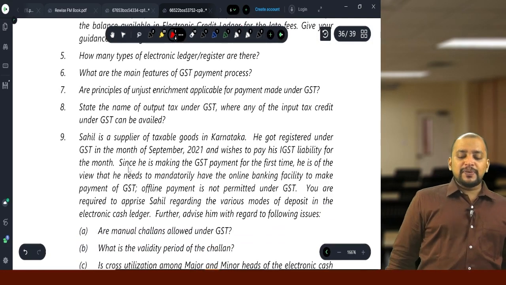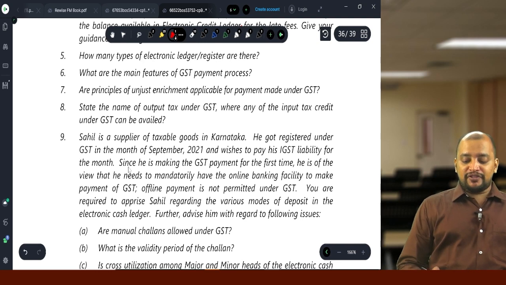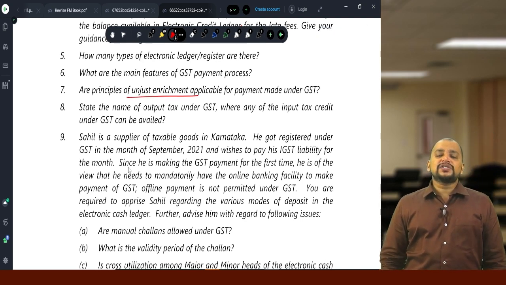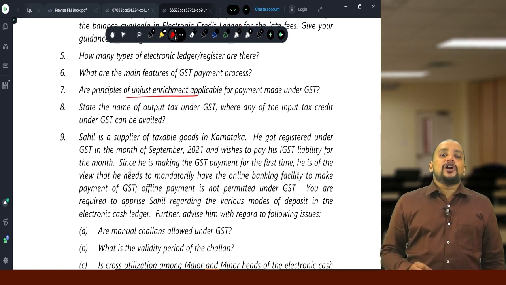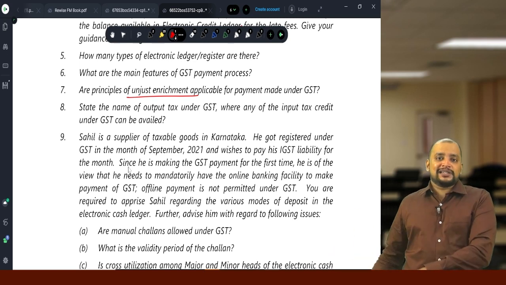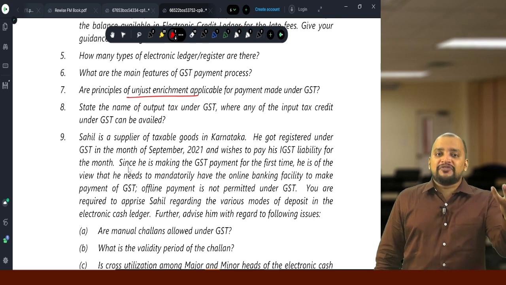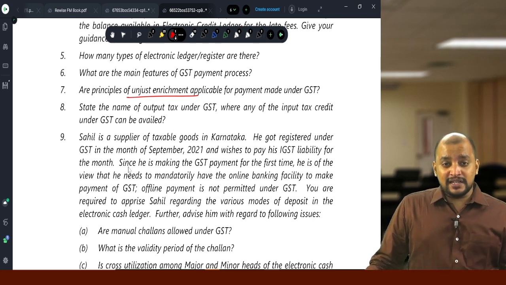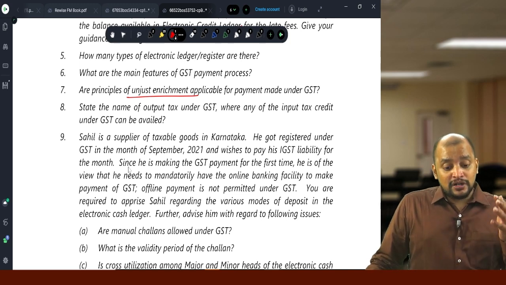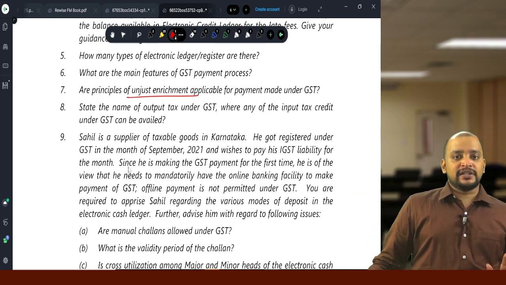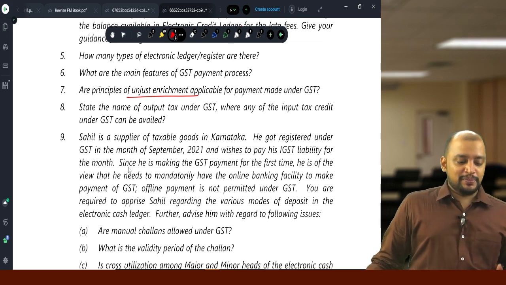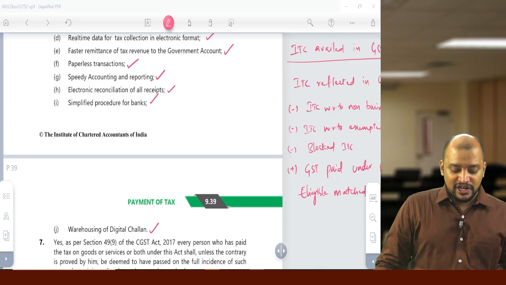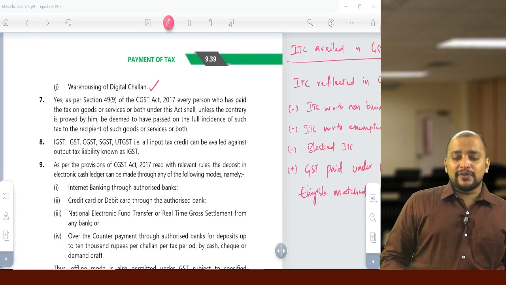Then, are principles of unjust enrichment applicable for payment under GST? What is unjust enrichment? Unjust enrichment means you should not pass on the burden to the next person and then go for the refund. So whenever under GST we go for refund of tax, we need to ensure that we are not transferring the burden to the next person. If you transfer the burden to the next person, we will not be getting the refund. That is known as unjust enrichment. So yes, that will be applicable.